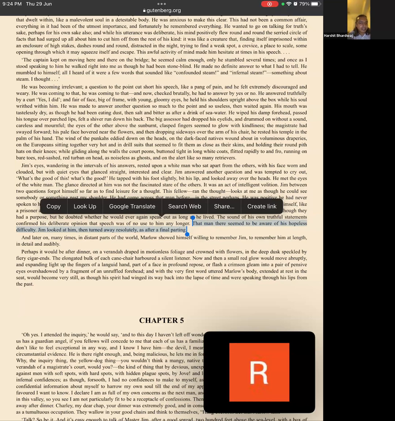Perhaps it would be after dinner on a veranda draped in motionless foliage and crowned with flowers in the deep dusk speckled by fiery cigar ends. The elongated bulk of each cane chair harbored a silent listener. Now and then a small red glow would move abruptly, and expending light up the fingers of a languid hand, part of a face in profound repose, or a flash of crimson gleam, fragment of an underwear, and so on.